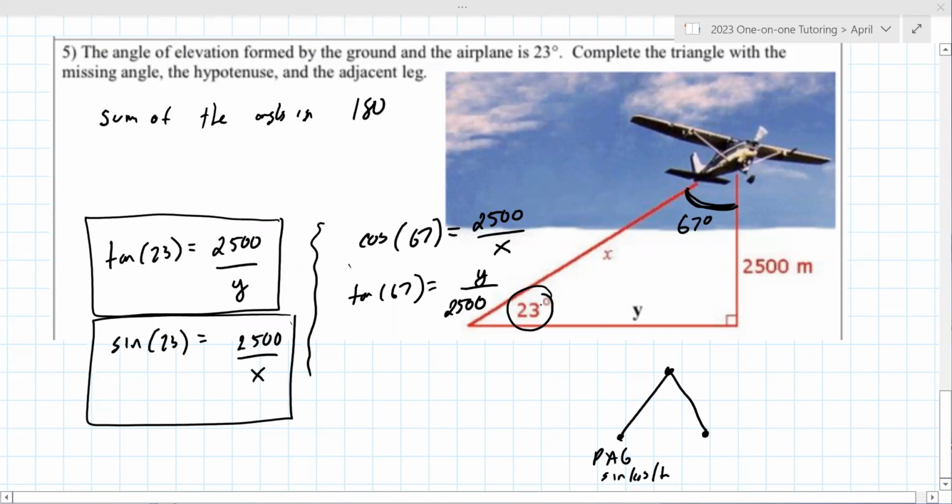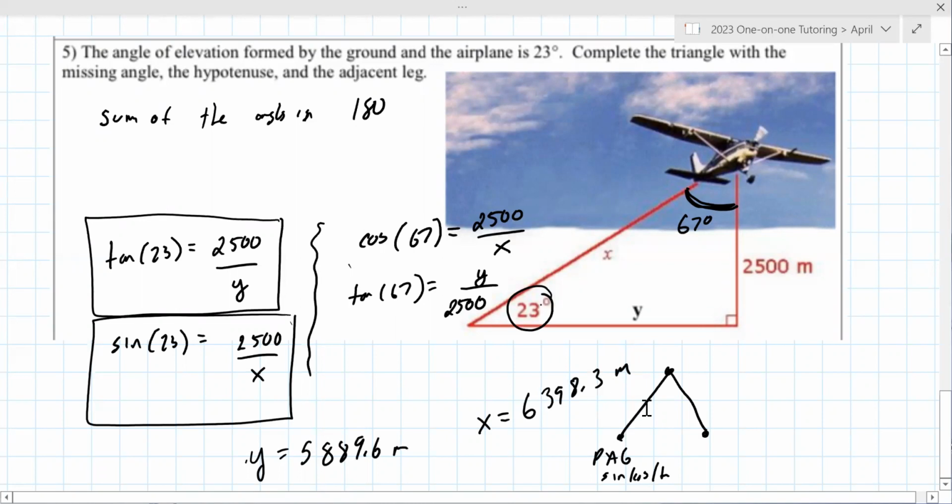Okay. So for y, I got 5,889.6 meters. I agree. And then for x, I got 6,398.3 meters. Yes.